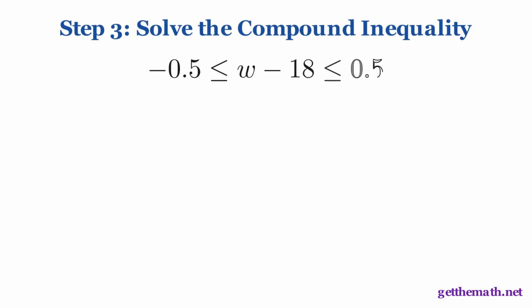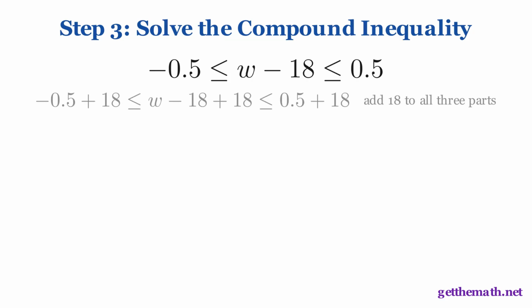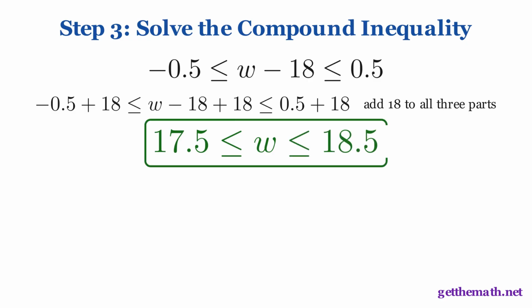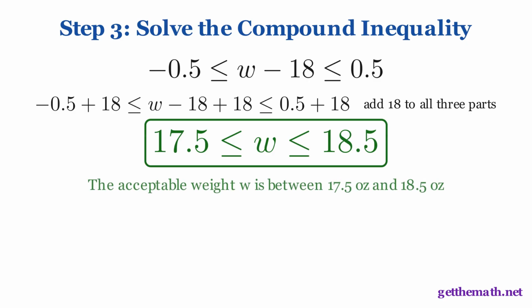Step 3, solve the compound inequality. We have, negative 0.5 is less than or equal to W minus 18, which is less than or equal to 0.5. We need to isolate W in the middle. Add 18 to all three parts. Negative 0.5 plus 18 is 17.5. W minus 18 plus 18 is W. 0.5 plus 18 is 18.5. The solution is, 17.5 is less than or equal to W, which is less than or equal to 18.5.